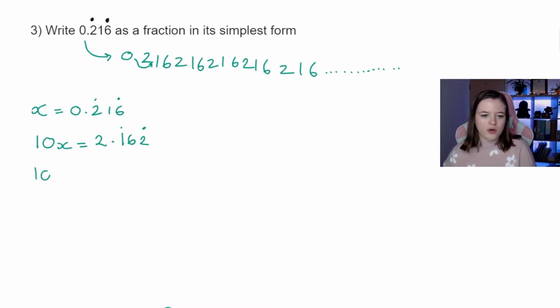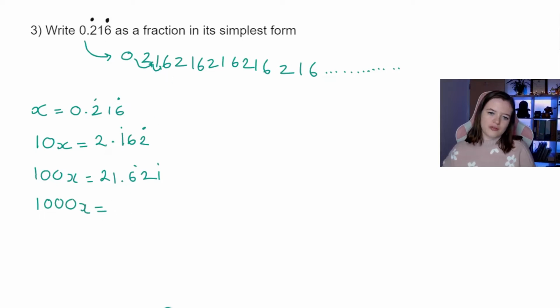Then we have 100x is equal to, move it along again, 21.621. Again, not the same as any of these, so let's do it again. 1000x is then equal to, shuffle it one more time. We've now finished a whole one, haven't we? So then we've got 216.216. And if we have a look, this is the same as this one here.